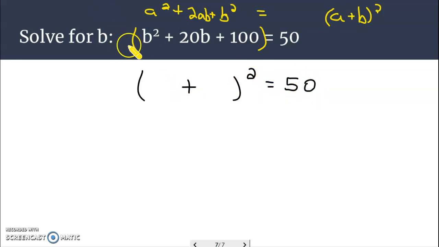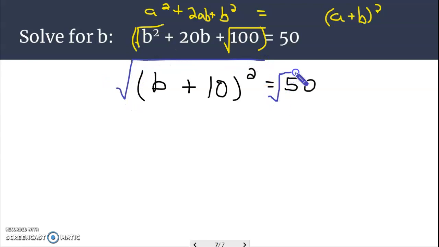To find those two somethings, take the square root of b squared and the square root of 100. B squared square root is b, square root of 100 is 10. B plus 10 quantity squared equals 50 is how I can rewrite this equation. I can then take the square root of both sides to undo the squaring. B plus 10 is now by itself, and it equals plus or minus. Remember, when you take the square root of a number, there's always plus or minus square root of 50.